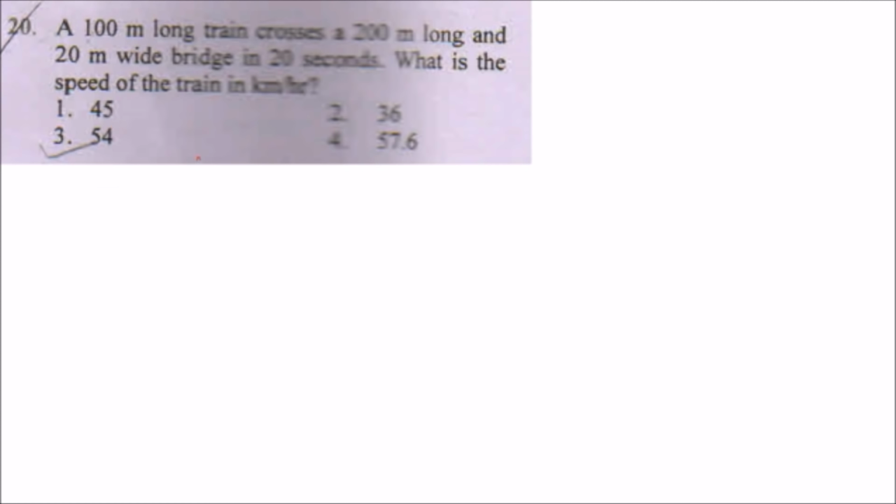Last question of section A is a 100-meter train. The length of the train is 100 meters and it crosses a 200-meter bridge. The bridge distance is 200 meters. The total time taken by the train is 20 seconds, and we have to find out the speed of the train in kilometers per hour.